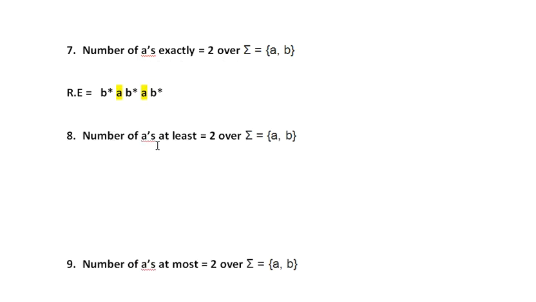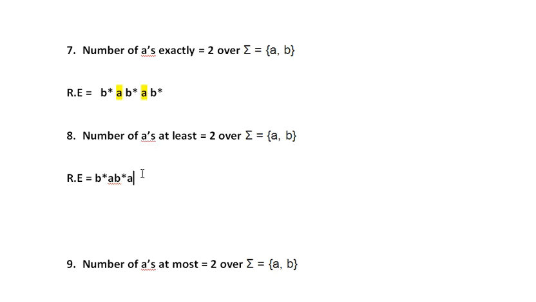Next question says the number of A's is at least 2, correct? At least 2 means minimum 2, and after that you can have n number of times, correct? So the regular expression will be almost similar to what we started with, but with a small change. Initially I can write b star a, b star a. This consists of exactly 2 a's right now. After that, at least 2 a's means minimum 2, and after that you can take n number of a's, correct?